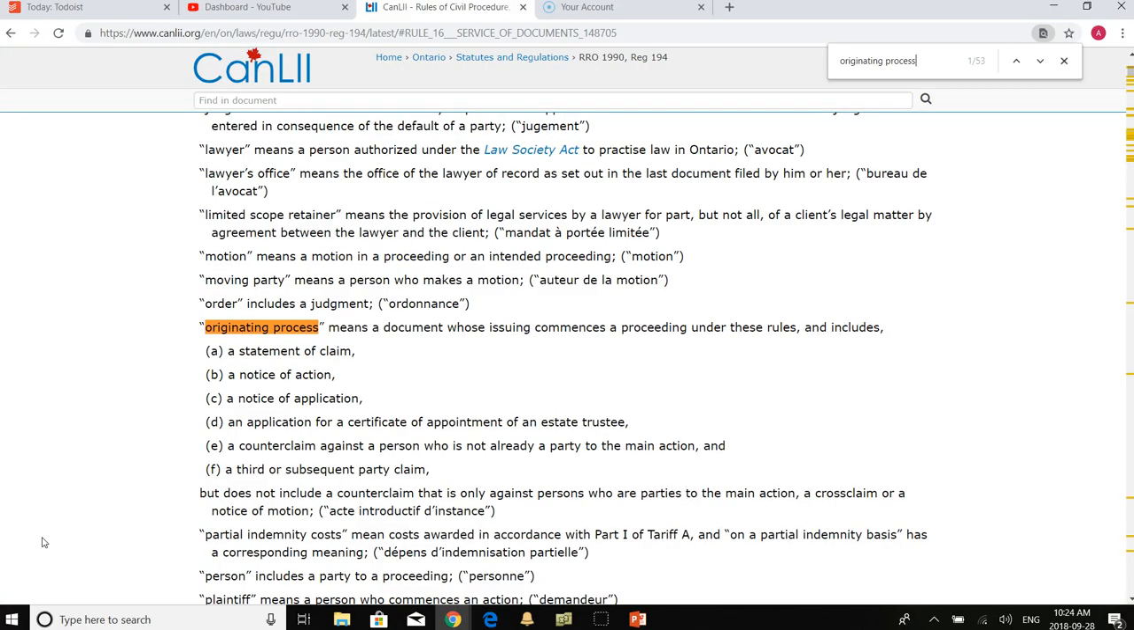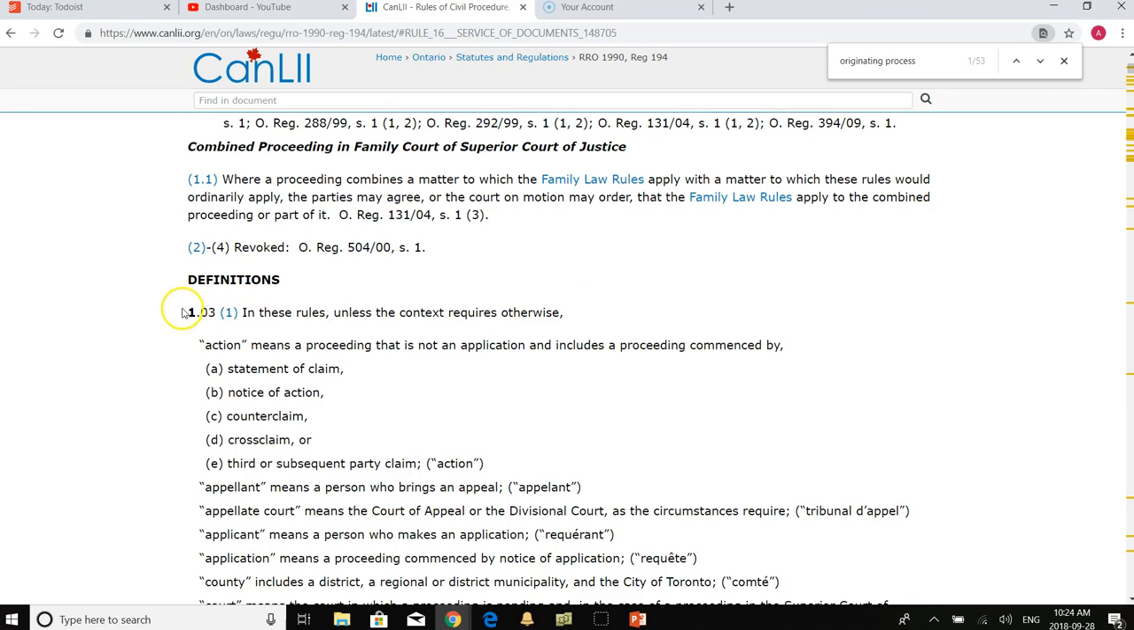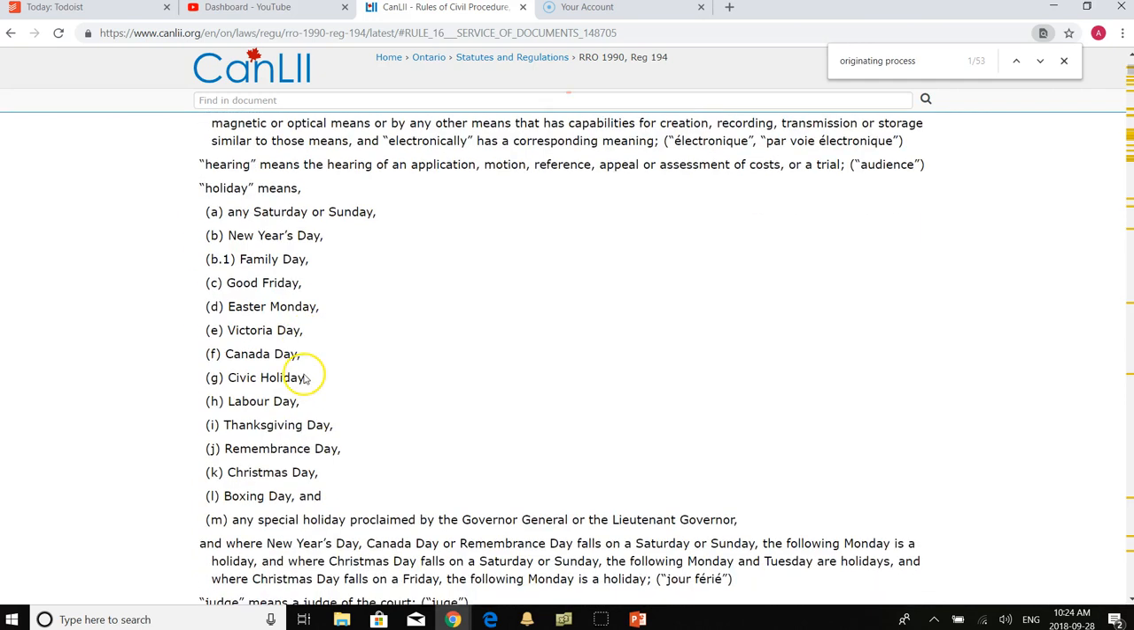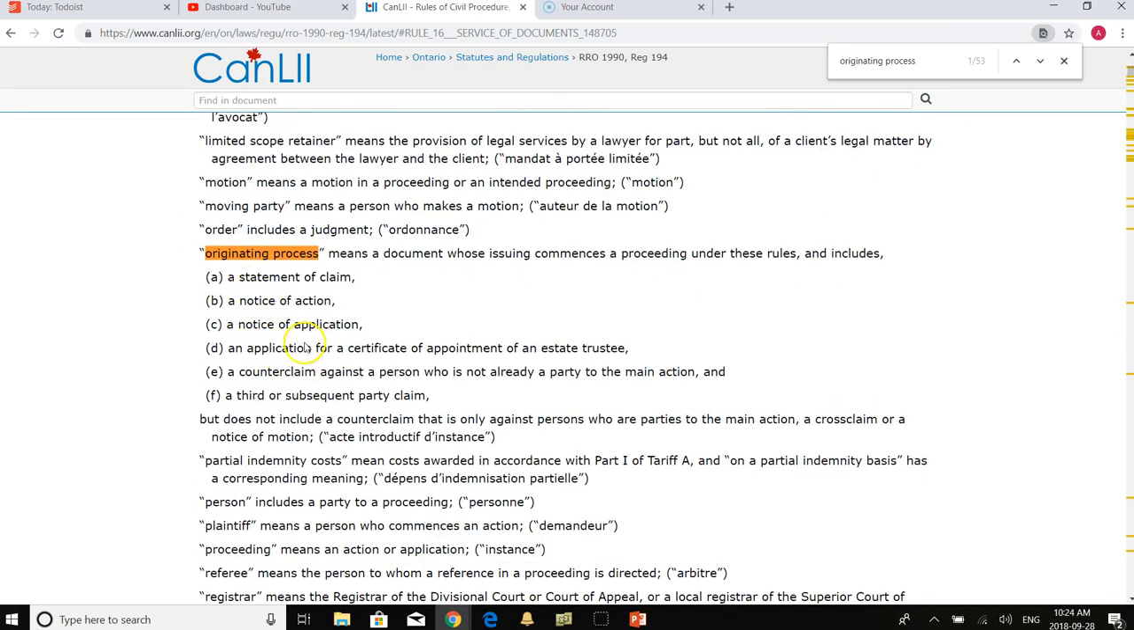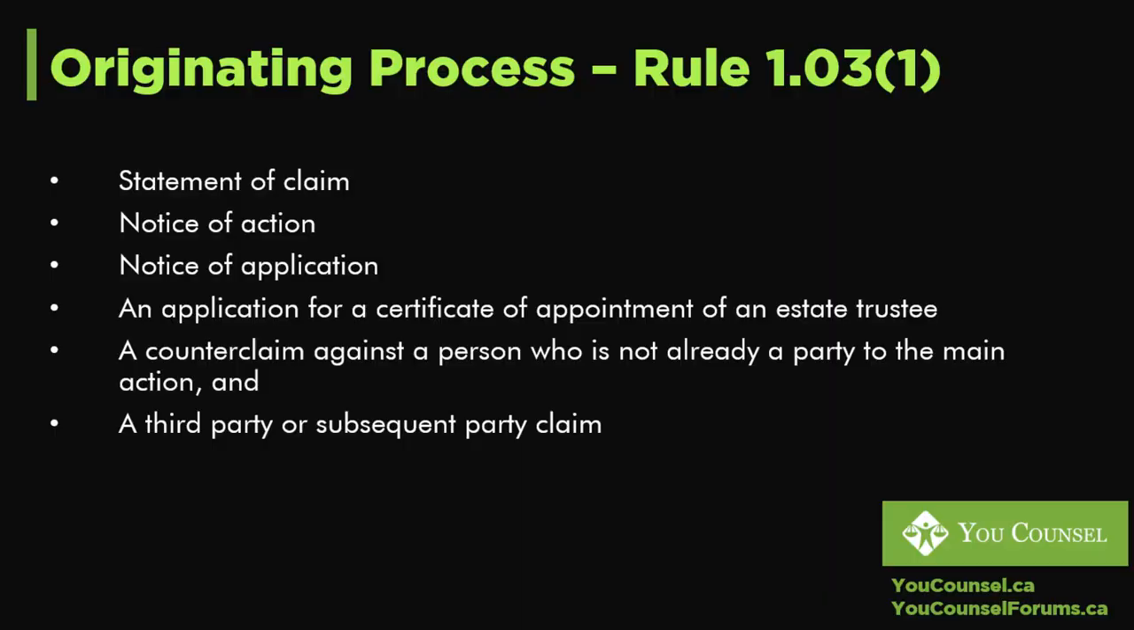If you go on Google to the Rules of Civil Procedure, I've opened it right here under Rule 1.03(1). The originating process is defined here, and so these are specific documents that are listed here, and they constitute originating process.